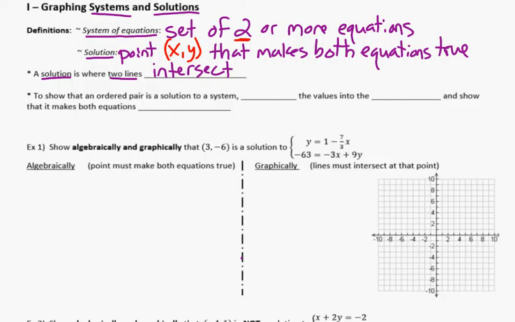So the next line here, to show that an ordered pair is a solution to a system algebraically, what I want to do is plug the values into the equations. So I'm going to substitute and evaluate. Plug the values into the equations and show that it makes both equations true. It's all about getting true number statements, and a true number statement is something like 3 equals 3 when I plug it in.